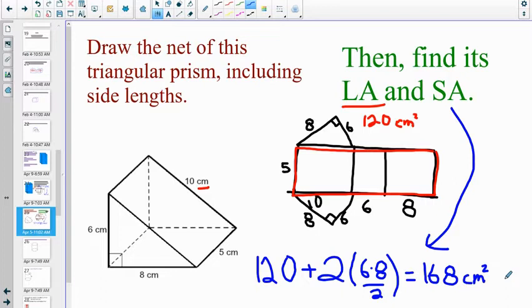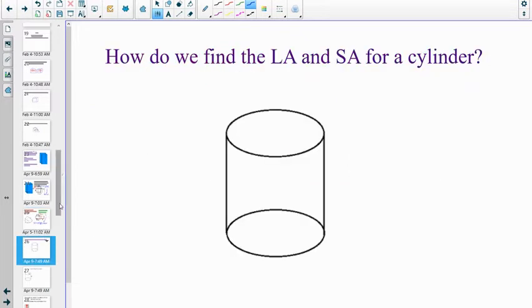So there we go. All prisms work the same way. Really, the only difference is sometimes you got triangles, sometimes you got rectangles. I think one of the problems in your assignment, you're going to have a trapezoid. So you'll have to look up the area of a trapezoid formula from your notes, or maybe you already remember it. So let's finish up with this.